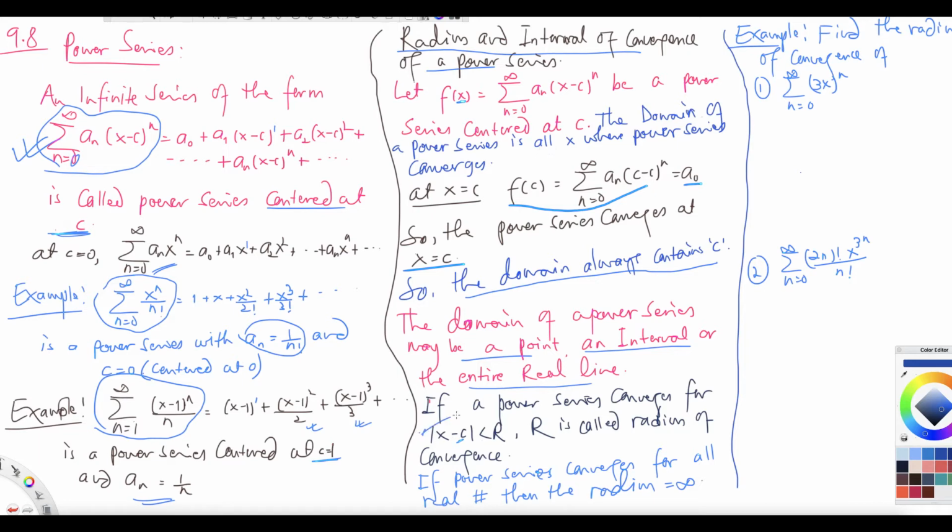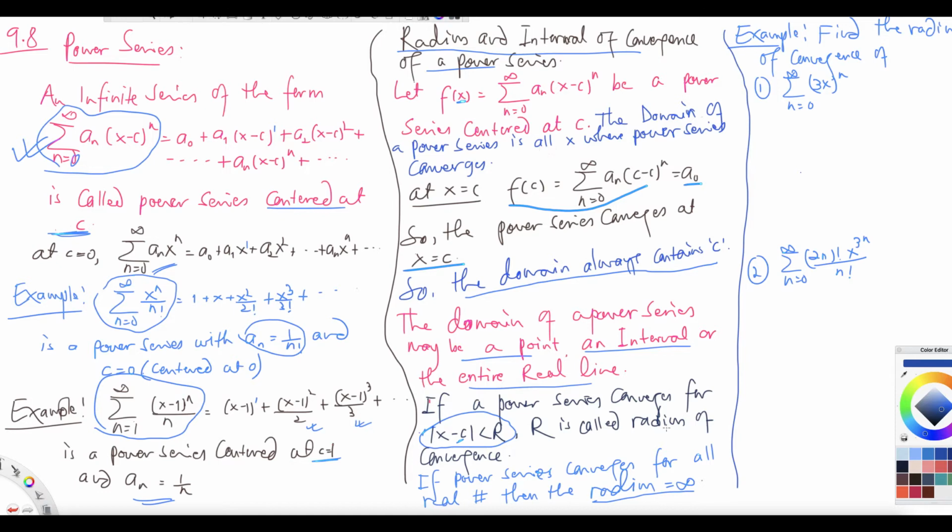If a power series converges for |x minus c| less than r, you see that c is the center, then r is called the radius of convergence. Okay, that r is called the radius of convergence. And if the power series converges for all real numbers, then the radius of convergence at that time is infinity. Sometimes a power series converges inside an interval and then diverges outside. That interval is called the interval of convergence. And when you write that interval as |x minus c| less than r, that r is called the radius of convergence. We'll see some examples here.